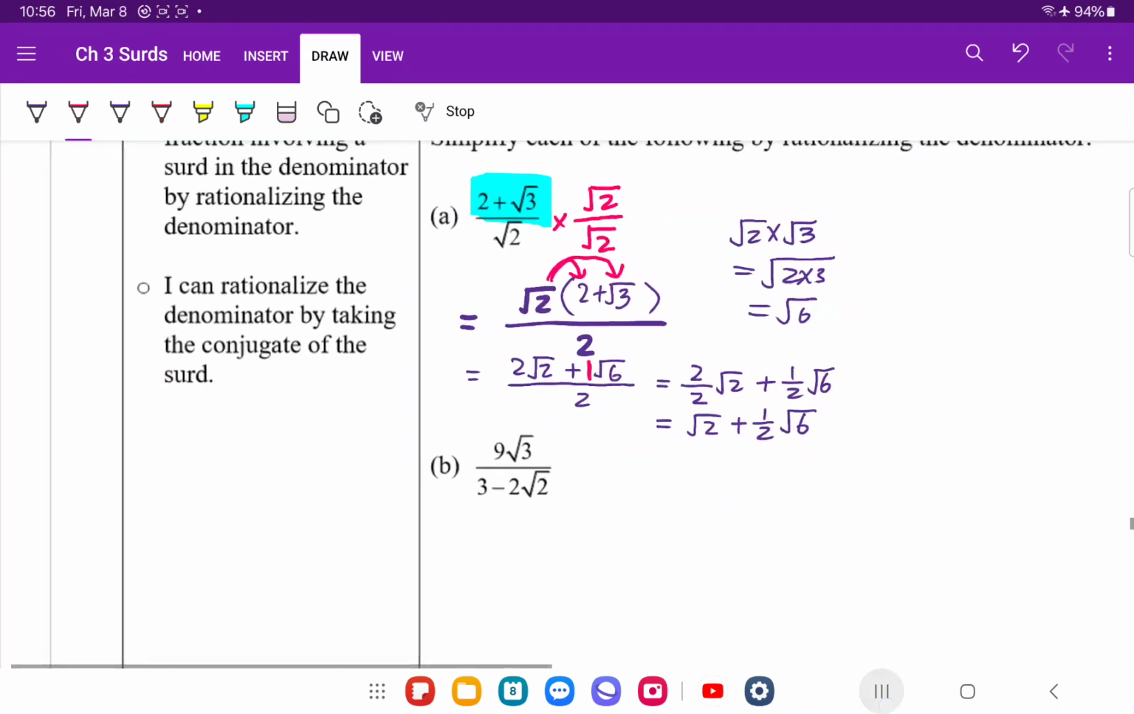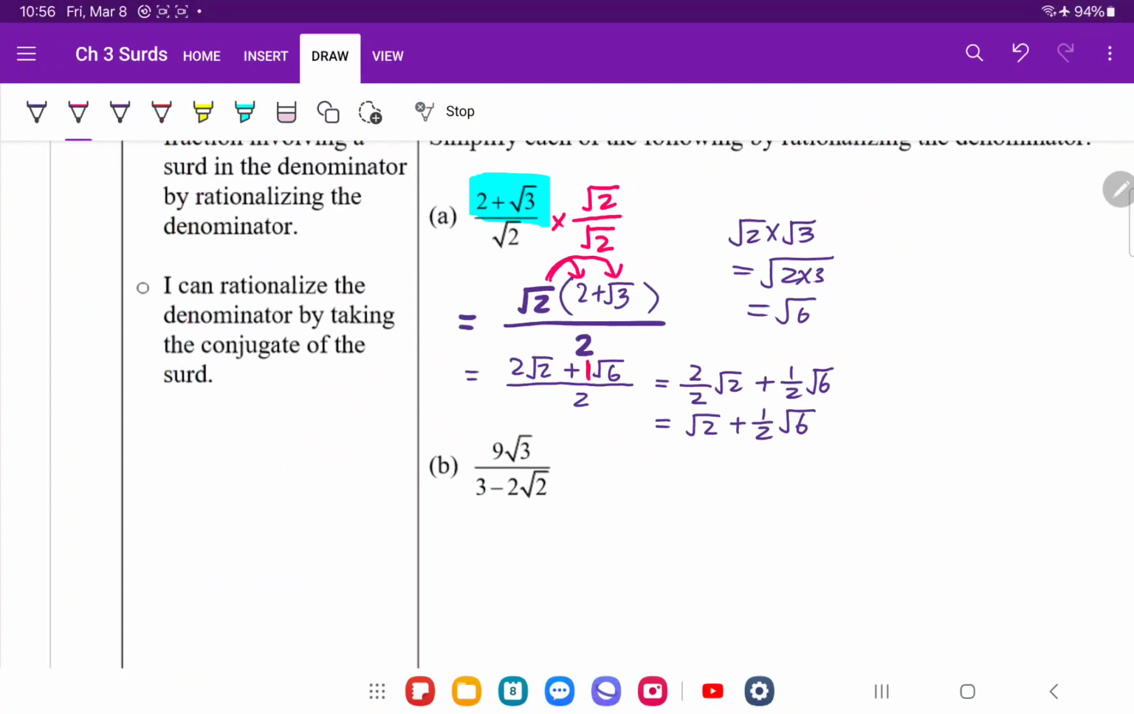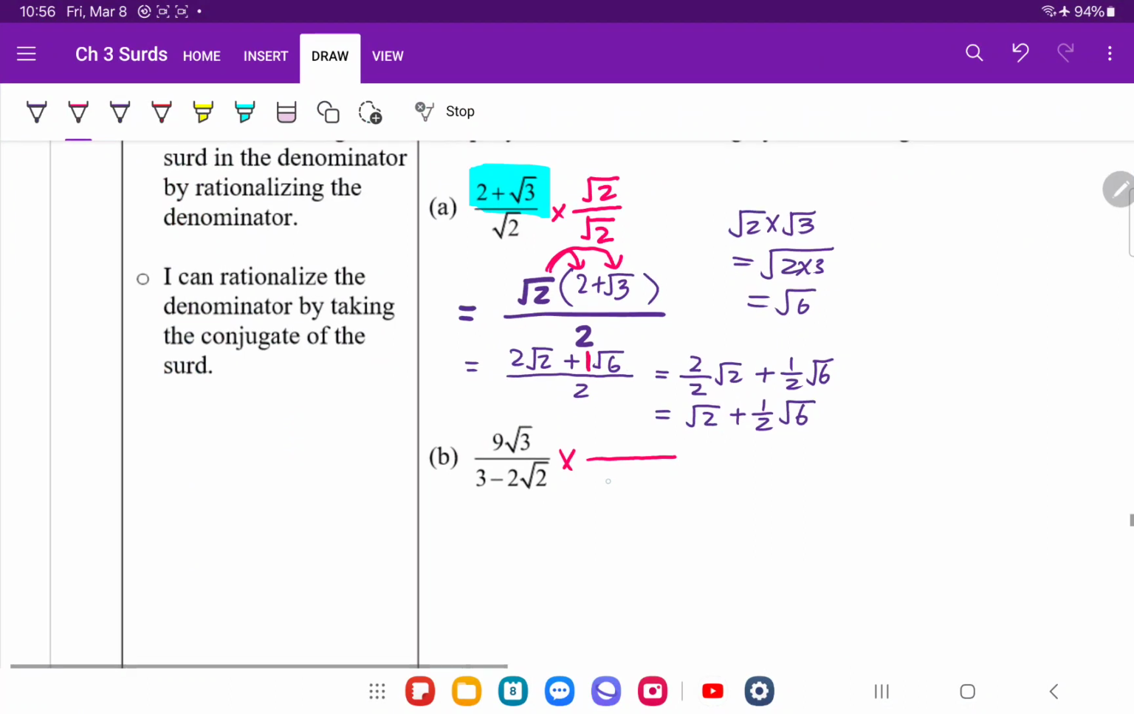Alright? Okay, next one. Siu King, since you are there, can you tell me what is the conjugate surd that you must choose for the next question? Times what over what? 3 minus 2. No, conjugate surd. What is that? This guy, bro. What is that? What is that?